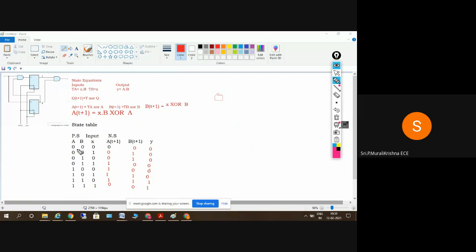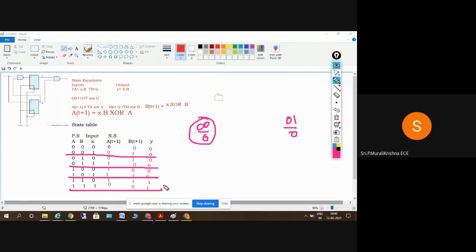Now I have to draw the state diagram, where we have to mention the states. So for 0 0 and 0 1, the output is 0. You can check here: this is for 0 0, 0 1, 1 0, 1 1. Only at 1 1 is the output 1. So 1 0 is at 0, and 1 1 is at 1.